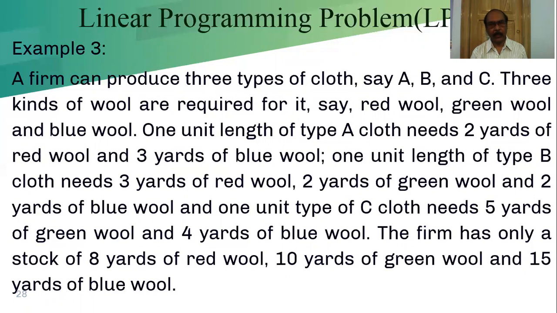1 unit length of type B cloth needs 3 yards of red wool, 2 yards of green wool and 2 yards of blue wool. And 1 unit of type C cloth needs 5 yards of green wool and 4 yards of blue wool. So for type C, we do not need the red wool. The farm has only a stock of 8 yards of red wool, 10 yards of green wool and 15 yards of blue wool. These are the restrictions given by the stock of red wool, green wool and blue wool.